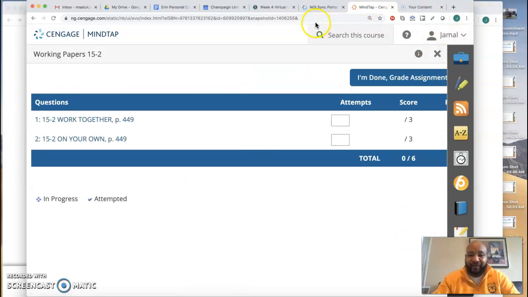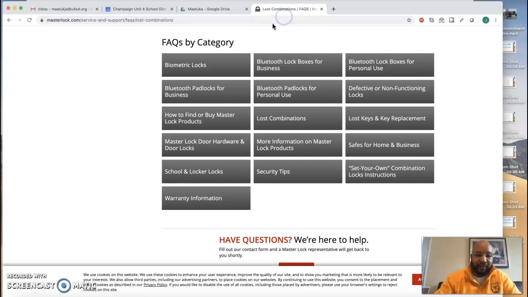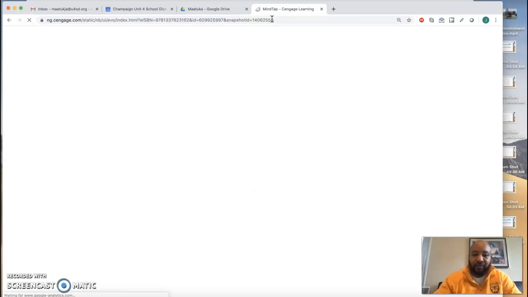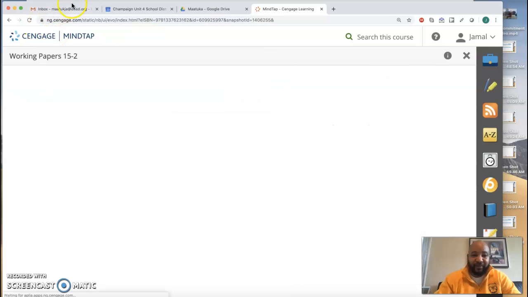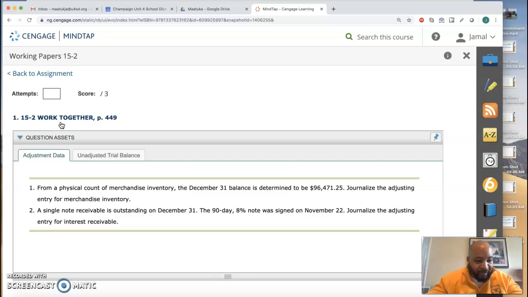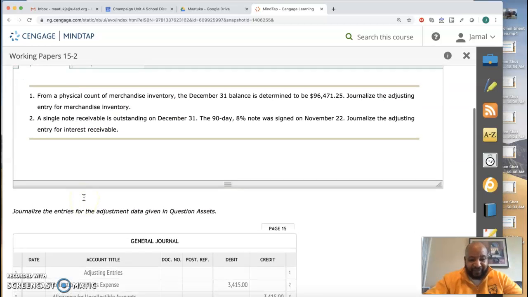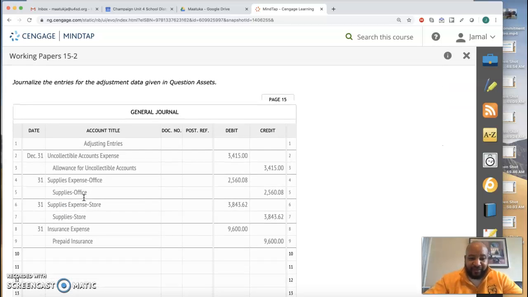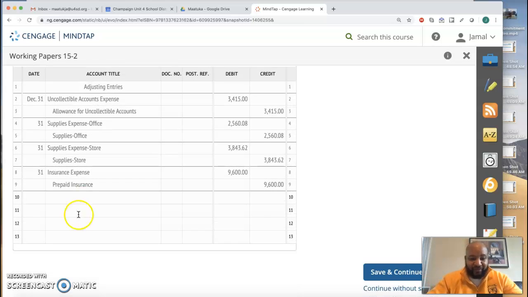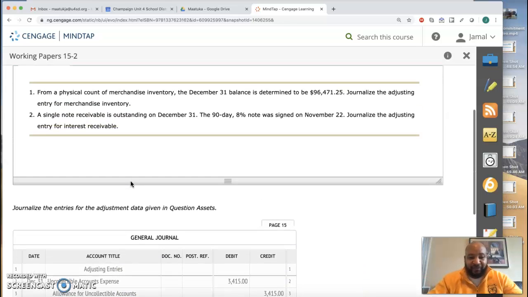So, I'm going to beat the clock and just copy this into another screen just in case we have some questions. We'll be able to get started that way and be able to look at some things. All right, so 15-2. Let's see what we're looking at. We got some more adjustment data. No big deal. From a physical account, we're looking at our merchandise inventory. They give us the adjusted trial balance. They show our previous adjusted entries. And remember, I went wrong because I only did supplies expense, office. I needed to do supply store, what have you. It looks like they gave us enough room for 2 more entries.